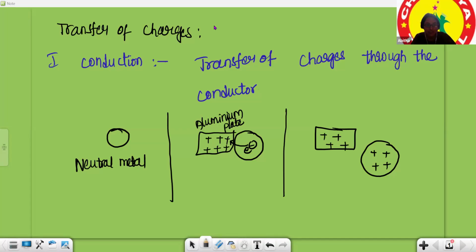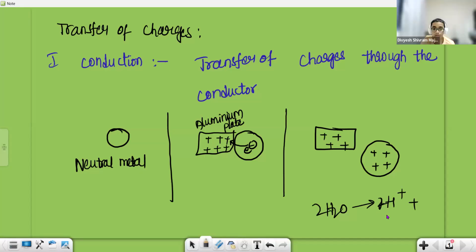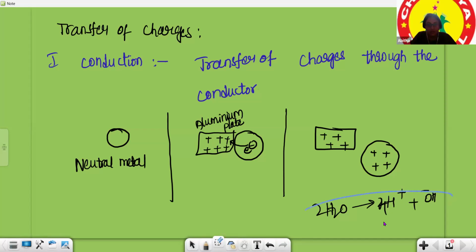Whenever a water molecule breaks, it gives rise to 2H plus ions plus OH minus ions. So water leads to the generation of charges. Whenever electrolysis happens, a generation of charges takes place. That leads to the production of electricity.